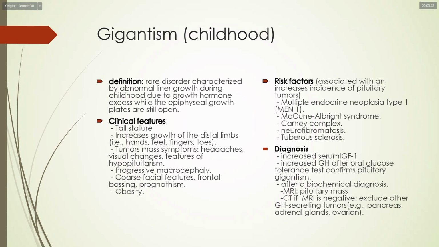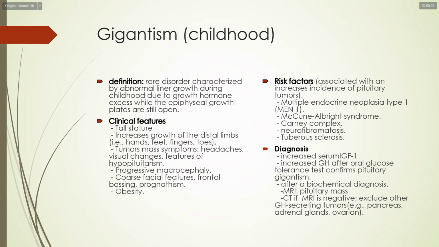Children with gigantism present with tall stature, increased growth of the distal limbs, for example, hands, feet, fingers, toes, tumor mass symptoms like headaches, visual changes, features of hypopituitarism, progressive macrocephaly, coarse facial features, frontal bossing, prognathism, obesity. Risk factors associated with an increased incidence of pituitary tumors are multiple endocrine neoplasia type 1, MEN1, McCune-Albright syndrome, Carney complex, neurofibromatosis, tuberous sclerosis.